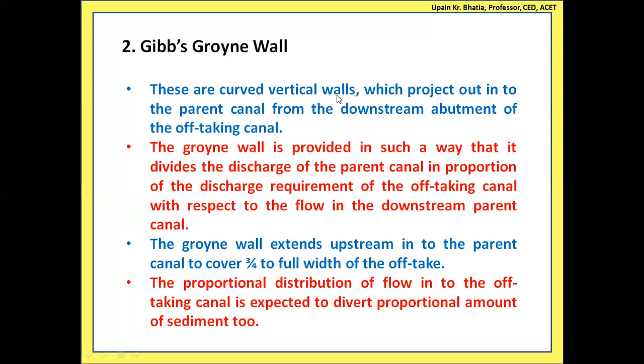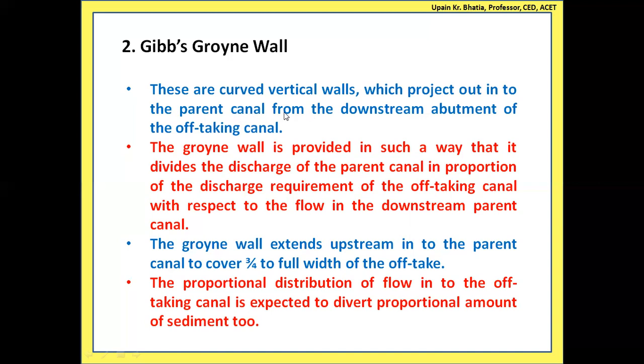These are curved and vertical walls, just like the veins that we have considered previously, but here they are not thin walled and they are not parallel because it is only one wall. So wherever we provide them, these groin walls are provided in the form of curved vertical walls which project out into the parent canal. So its projection is into the parent canal. Obviously it will be extending from one bank of the parent canal and running towards the other bank of the parent canal, but it will not reach the other bank. So it is projected into the parent canal.